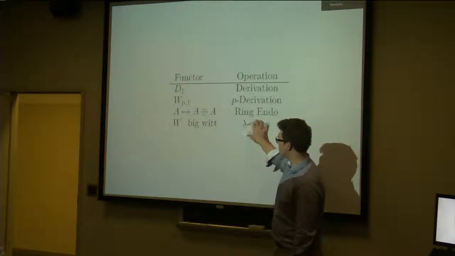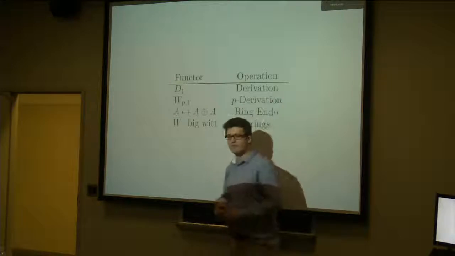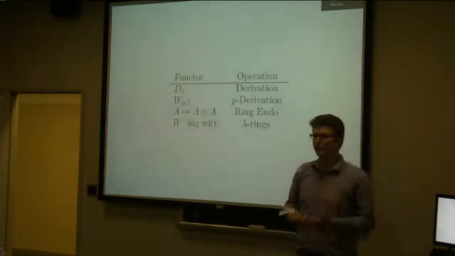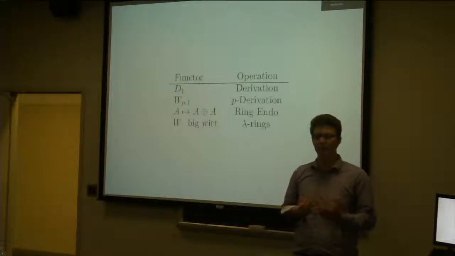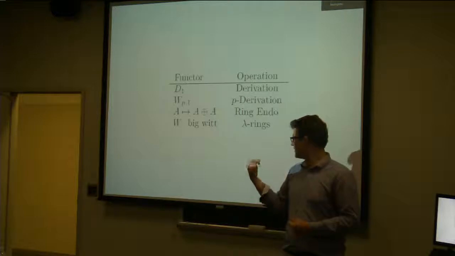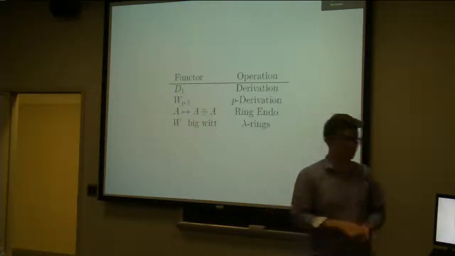There are these things called lambda rings, and if you take the big Witt vector functor, you get lambda rings. Pretty much almost all operations you can think of on rings can be devised in this way, even when you impose relations between them.